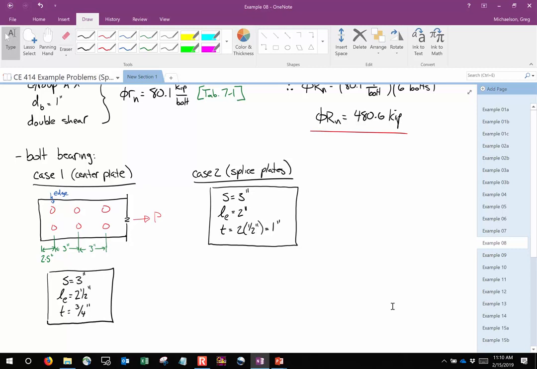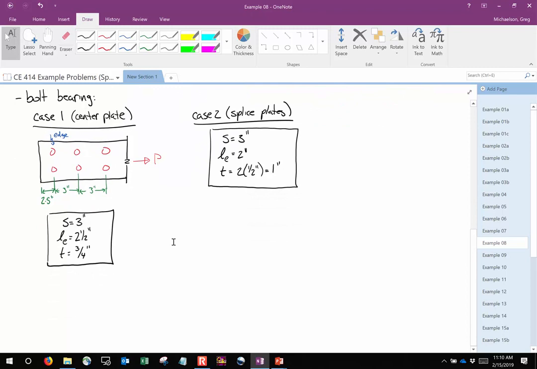So there's the load, or the plates transferring the load this way, and then there's the plates that are transferring the load this way. And so we'll look at each of those independently in order to determine the capacity. Is everybody okay with that? All right. So let's take case one, and I'm going to walk you through this. I think you'll find it's pretty straightforward.